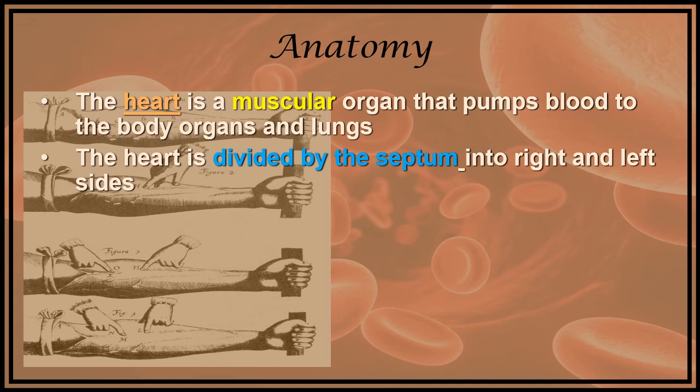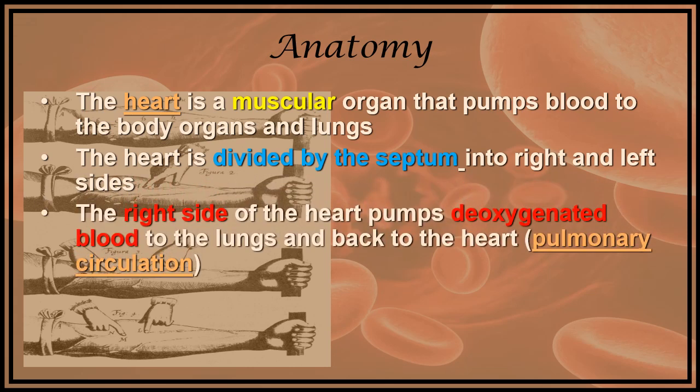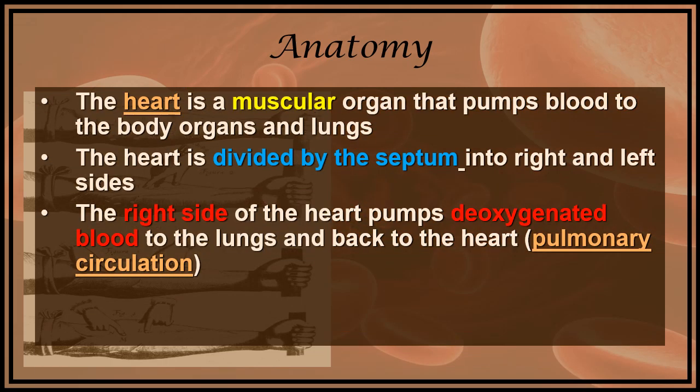We're going to learn how it's divided by the septum, and it's going to have a left and a right side. And for the most part, this right side pumps deoxygenated blood to the lungs and then back to the heart. And so we're going to call this the pulmonary circulation. Pulmonary is, in real simple terms, we're going to talk about the lungs and the oxygen circulation.